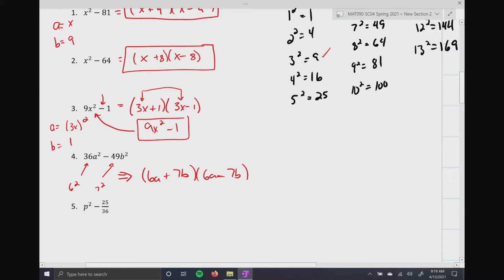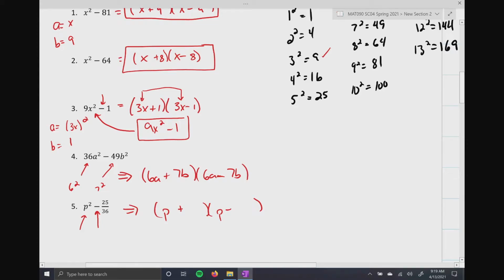It has a fraction. But all we're concerned with is, do we have difference of 2 squares? Well, we got a difference. That's good. You got p squared up front. That's good. But now you got to worry about this fraction. But look at it. The numerator is 25 and the denominator is 36. So I already know this is going to be p plus and p minus. The question becomes, what's the fraction?